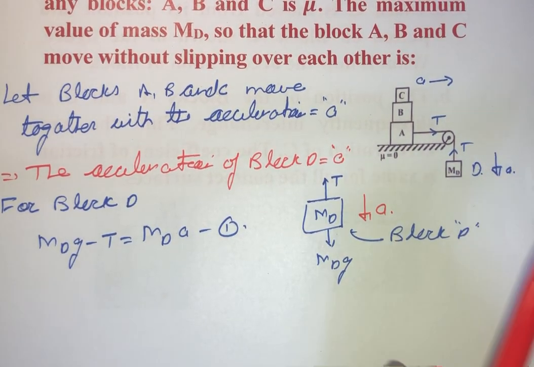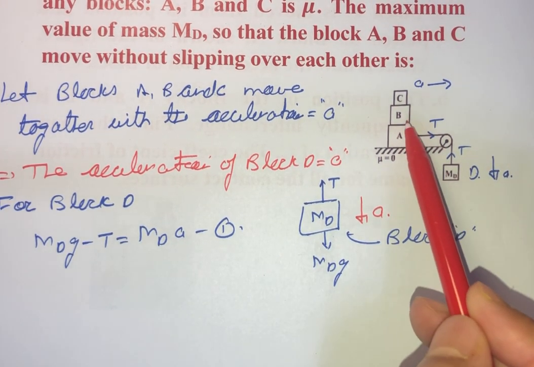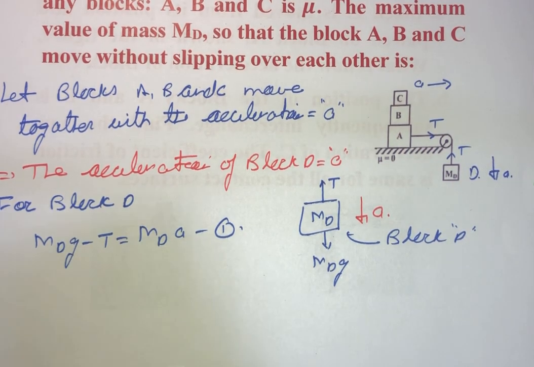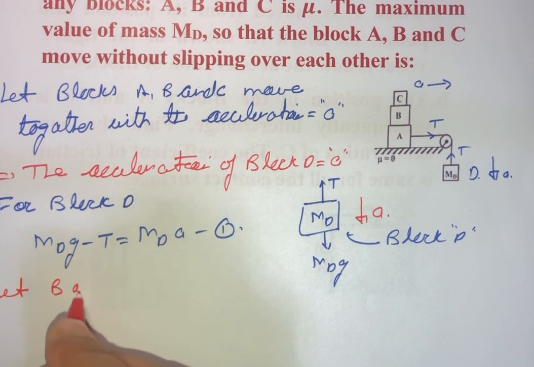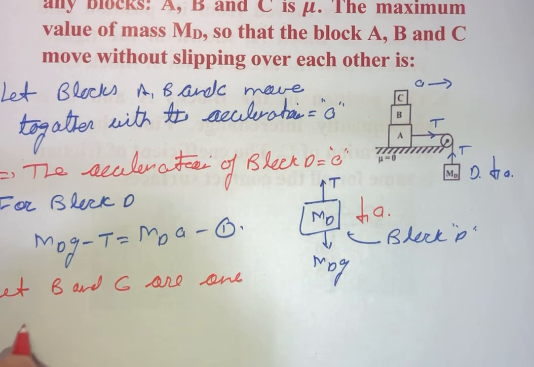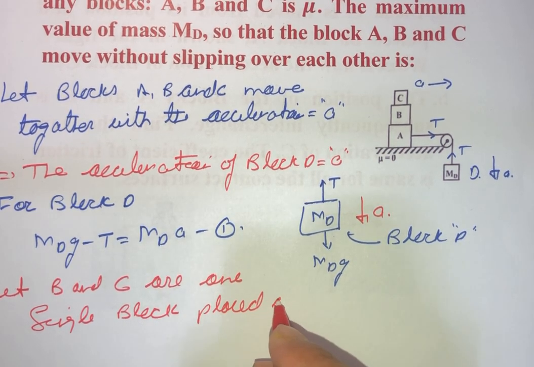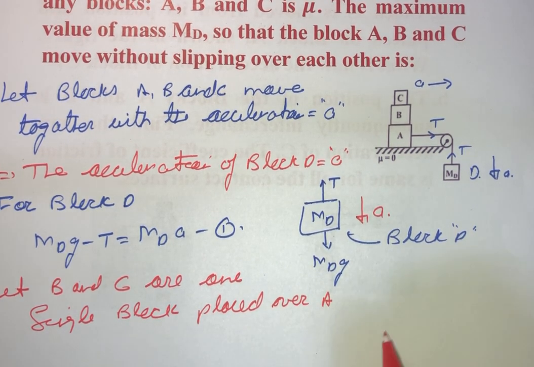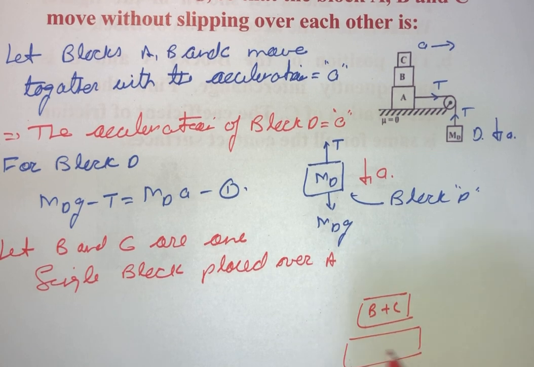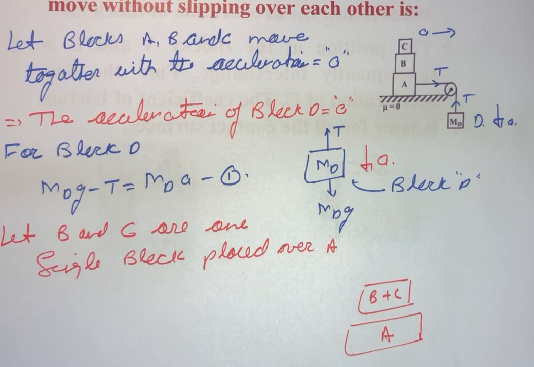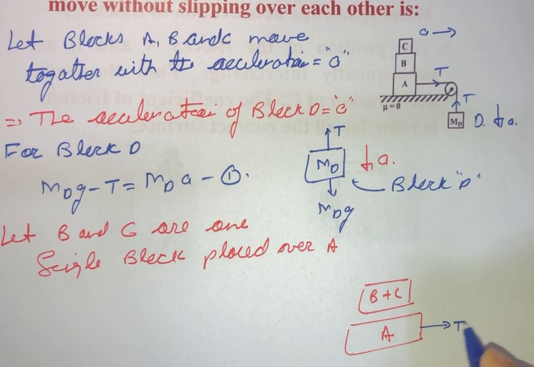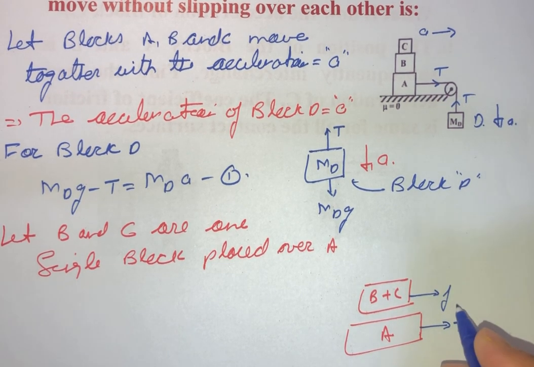So let's assume that B and C are one single block placed over A. So we can draw this: this is our B plus C and this will be our A. We have a tension T, and this tension T will try to pull this B plus C in the same direction, with a frictional force that is called Fr. Equal and opposite will be here also.